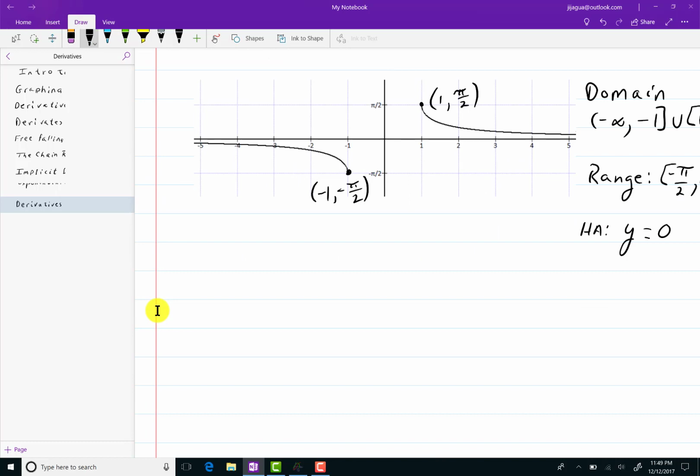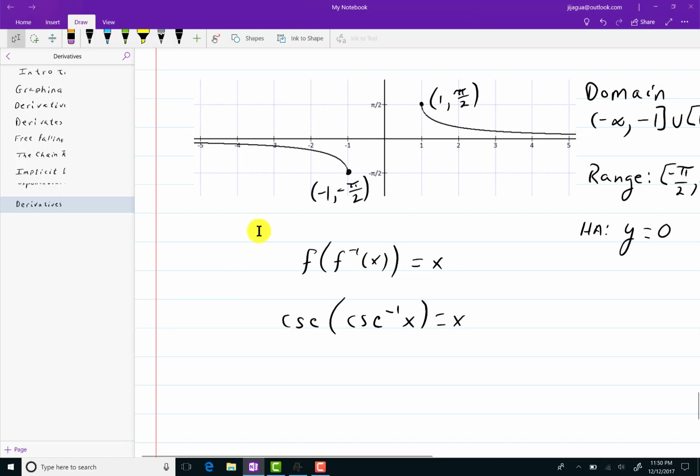I'm going to make use of this particular identity. And there's the f inverse, but that doesn't help me in taking the derivative. So let me go ahead and put the corresponding functions in their place. I have cosecant of cosecant inverse of x equals x. And what values of x is that good for? Well, whatever the domain of cosecant inverse is. And the domain is -infinity to -1, union 1 to infinity. So this is for x in -infinity to -1, union 1 to infinity.